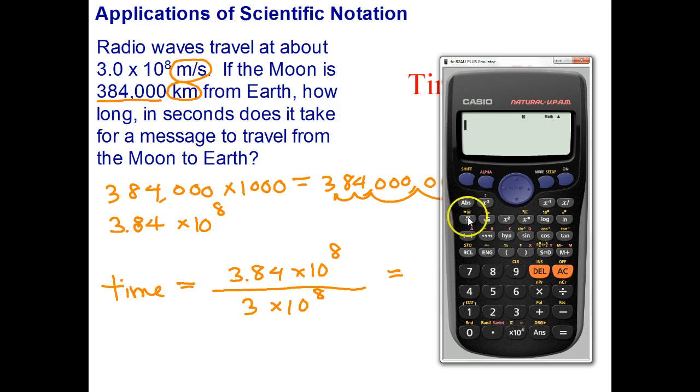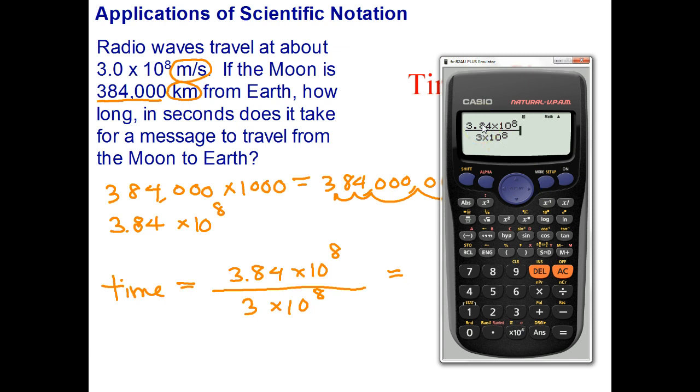So first we hit the fraction button. On top, I'm going to write 3.84 multiplied by 10. There's my raised to the power button, which is 8. Then I arrow down to get the cursor to the bottom of the fraction bar, and then 3 multiplied by 10 to the power of 8. Arrow across, arrow across.